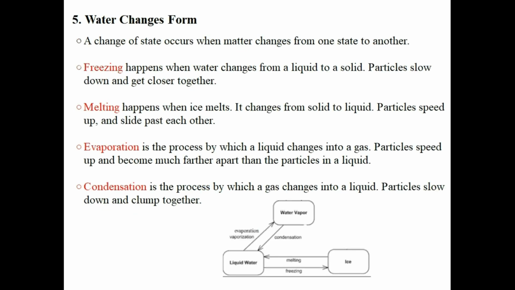Water changes form. A change of state occurs when matter changes from one state to another. Freezing happens when water changes from a liquid to a solid, so particles slow down and get closer together since we're moving from a liquid to a solid. Melting happens when ice melts. It changes from solid to liquid, so particles speed up and slide past each other.